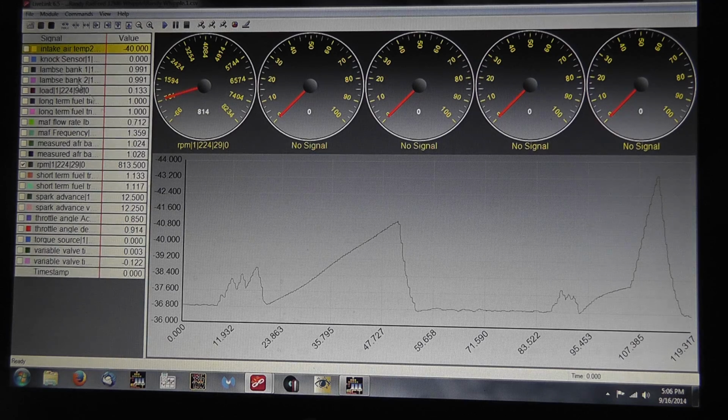You can review in 6.5, review in either one. You can open up the saved data logs in either software. It's not a big deal. I just prefer to look at it here.